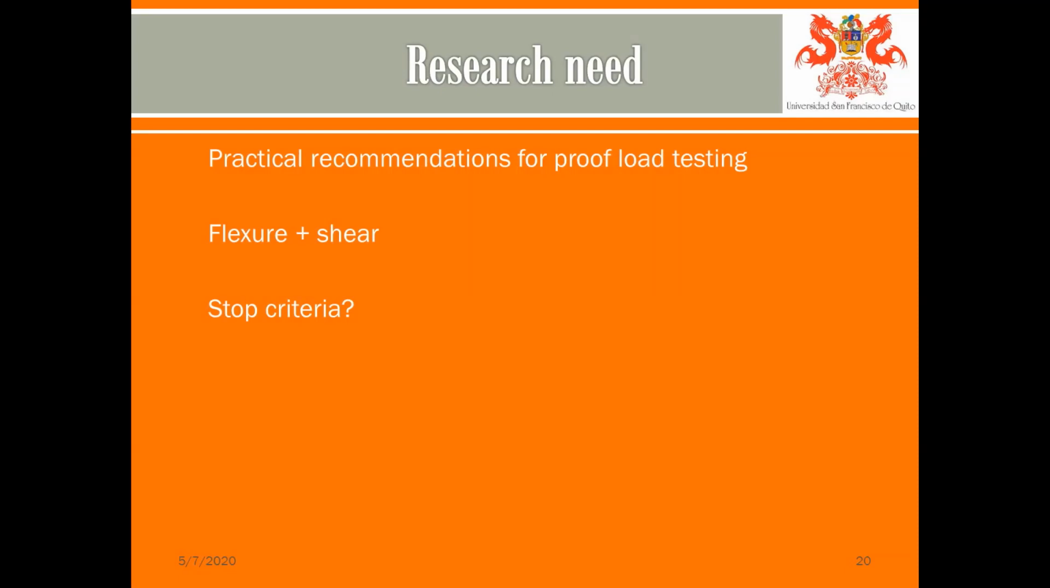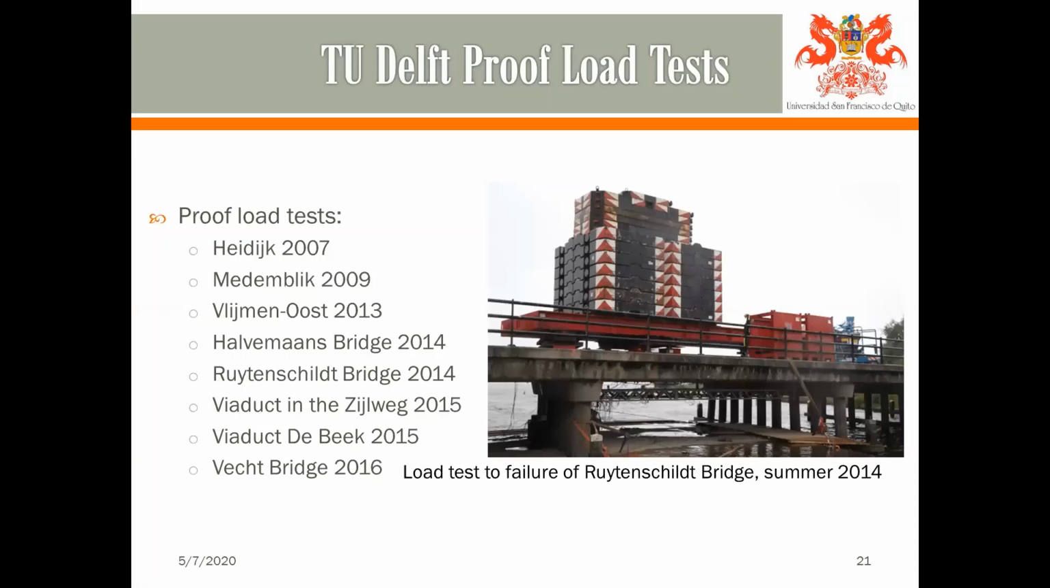Over the past decade, as I mentioned, we've done a number of proof load tests in the Netherlands. The first two tests, Heckbach and Medemblik, were carried out with very limited involvement of the university. We've been involved mostly since 2013 with the tests on Vlaamme Oost, then the Halve Maans Bridge, Zeilweg in 2015, the Beek. And there are two bridges that we've been able to test to collapse on purpose. Those were the Rijtenschild Bridge in 2014, of which you can see here the photograph, and the Vecht Bridge in 2016. Rijtenschild Bridge was, as you can see here, a typical reinforced concrete slab bridge. The Vecht Bridge is actually the only pre-stressed bridge that we tested in this list of cases.